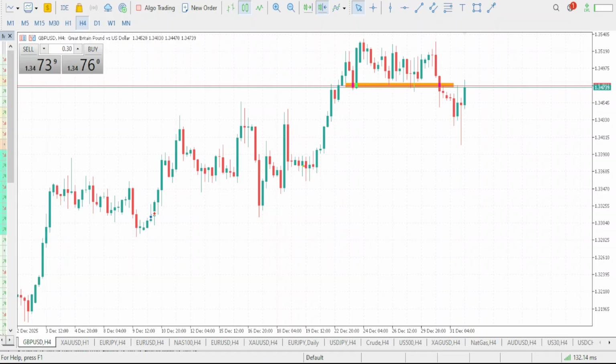Let's take a look at what we will be expecting for the day on our GBP US dollar.